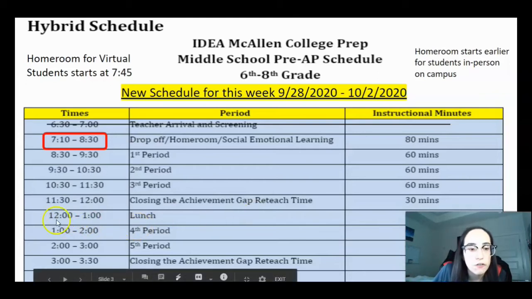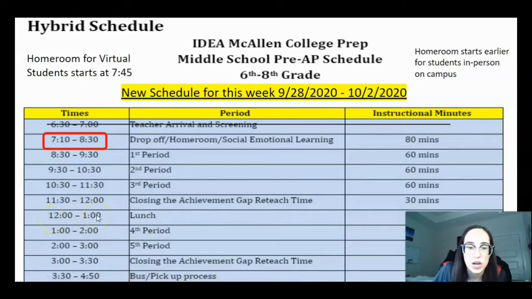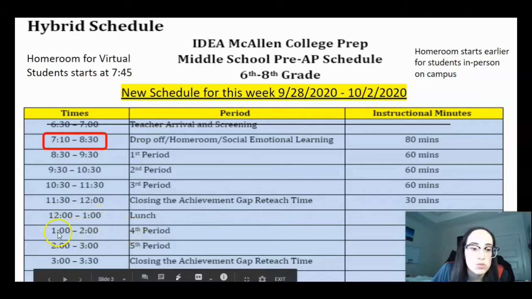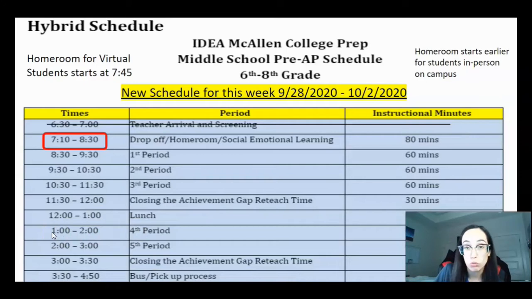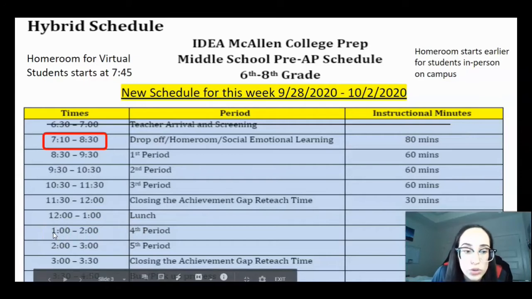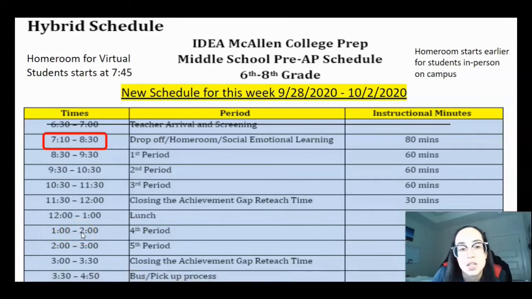Lunch for everyone will be between the times of 12 to 1, so we still have our 1-hour lunch. And then my fourth period, which is Mr. Martinez's homeroom, I won't be seeing you boys and girls until 1 to 2 o'clock, which is almost the same time. We're just starting 10 minutes earlier this time, okay? So, yes, fourth period with Mr. Martinez's homeroom at 1 to 2.